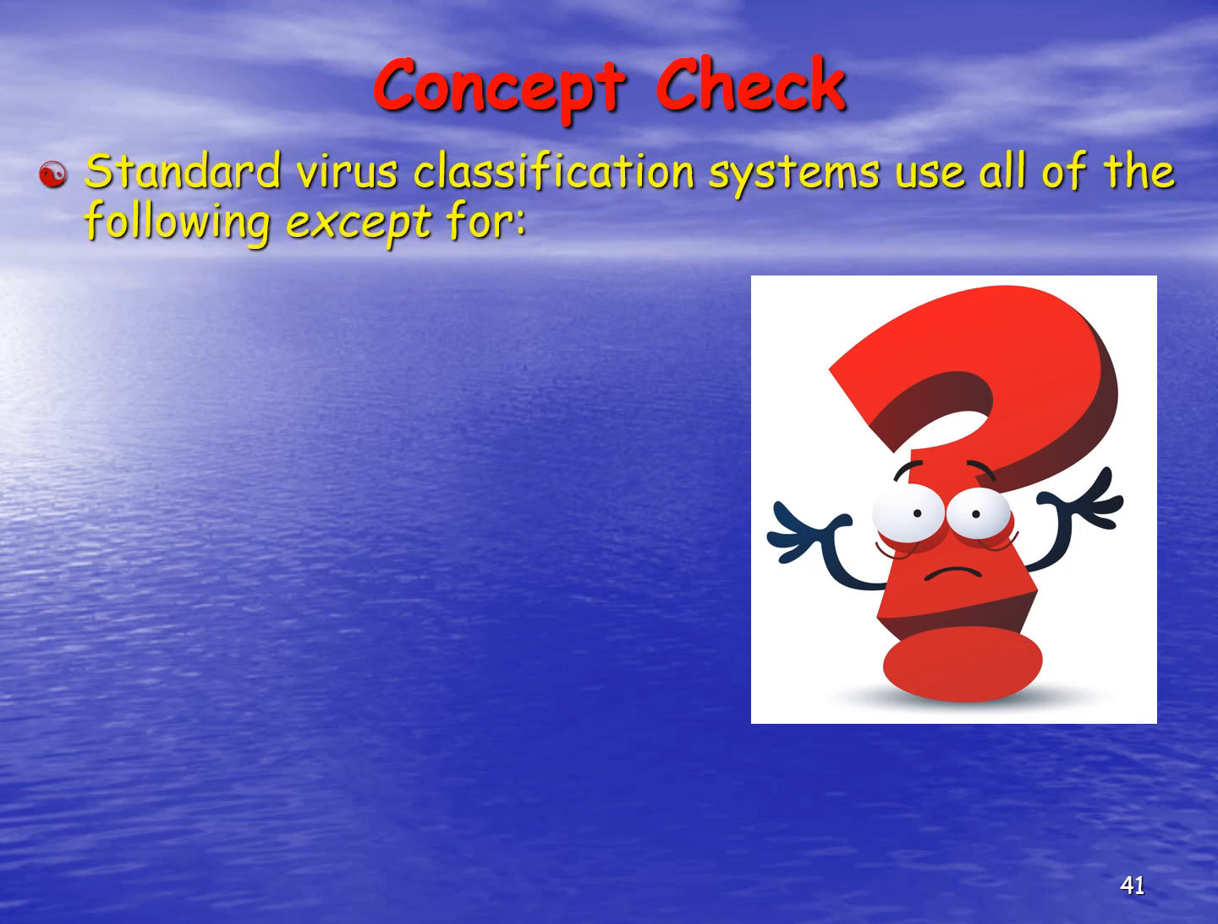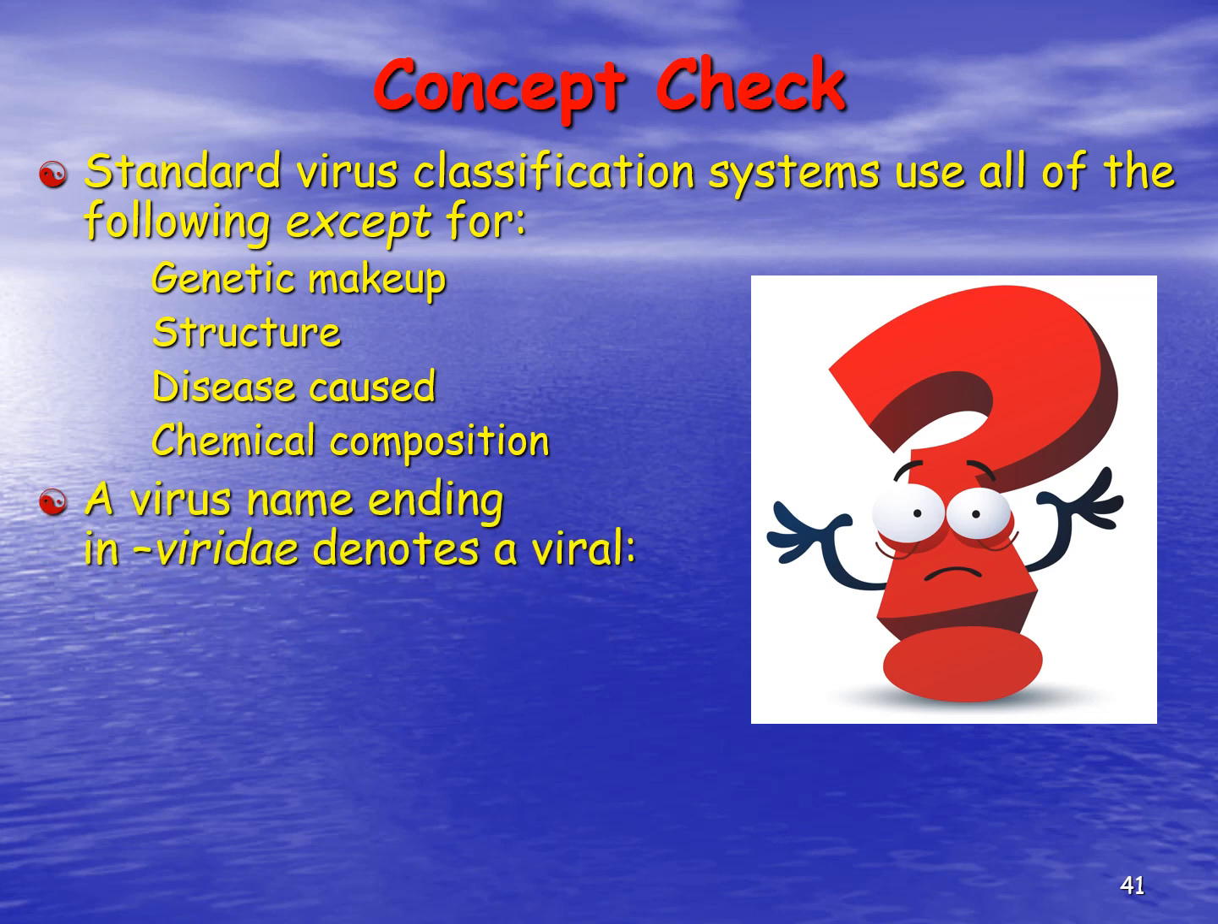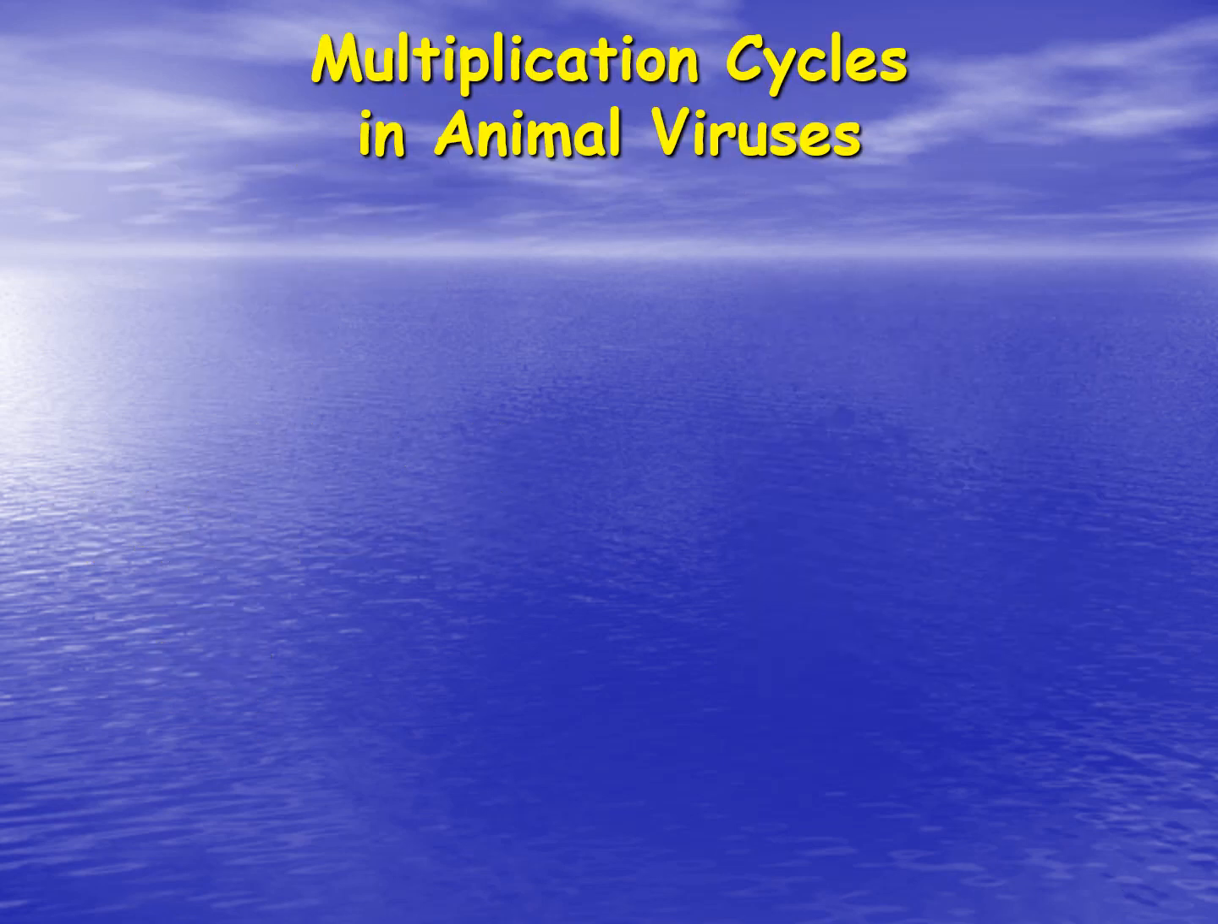So, standard virus classification systems use all of the following except for what? Genetic makeup, the structure, the disease it causes, or the chemical composition. A virus name ending in viridae denotes a viral what? Genus, family.